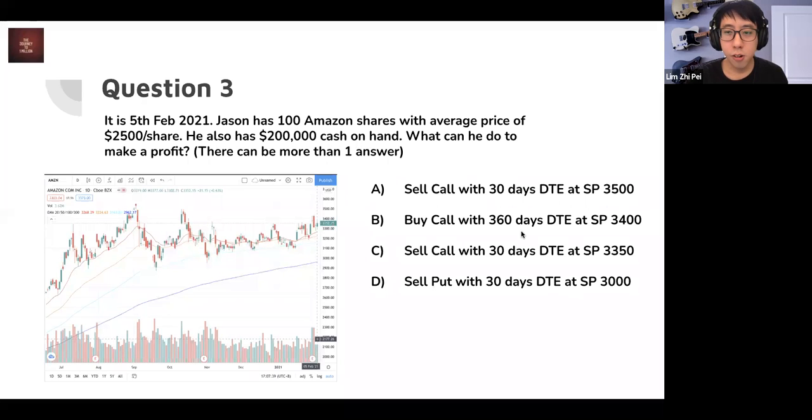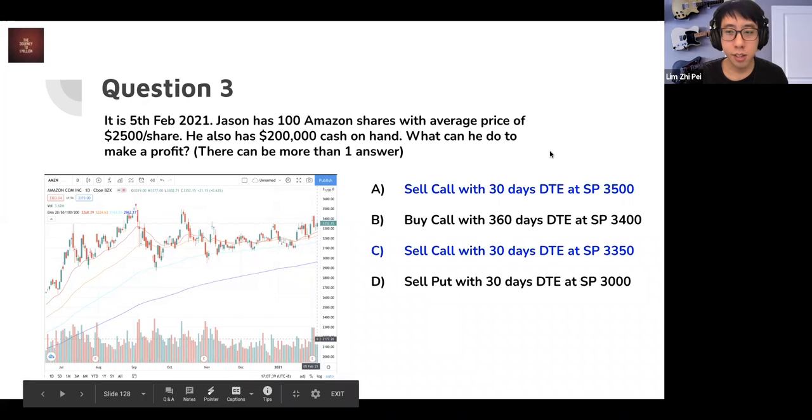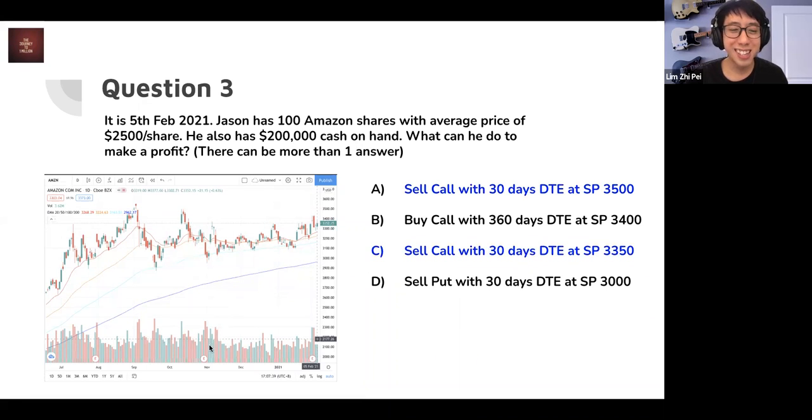A sell call with 30 days, strike price 3,500. Okay. So the answer is actually A and C. Actually, why is the answer here A and C?